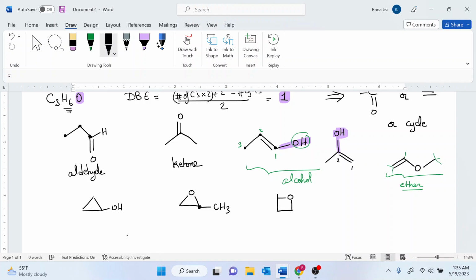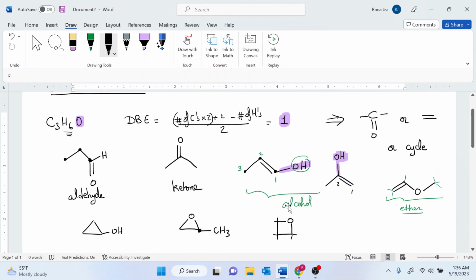I can also make a cycle of 4-membered rings. In this case, let's count the number of hydrogens. This is 1, 2, 3, 4, 5, and 6. So I have my 6 hydrogens, my 3 carbons, and my oxygen. Pretty much these are all my choices, all the isomers in there that have a DBE of 1 for C3H6O.